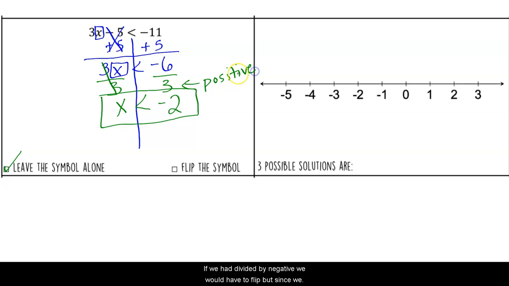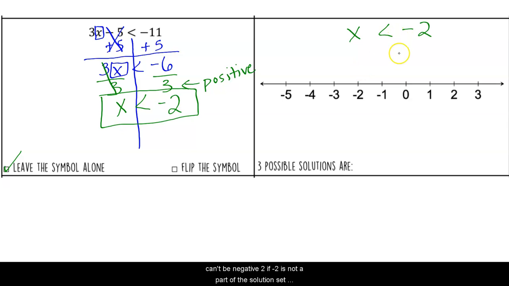If we had divided by a negative, we would have to flip. But since we were dividing by a positive, we don't. Let's go ahead and graph this. Okay, this is x is less than negative 2. So that means it couldn't be negative 2.